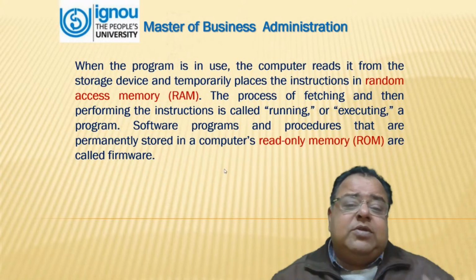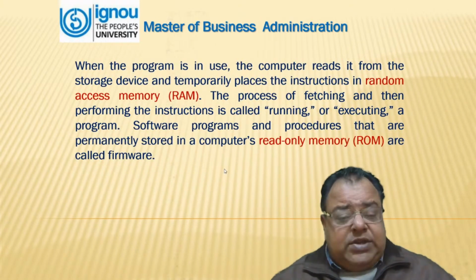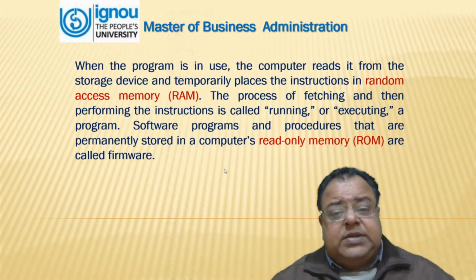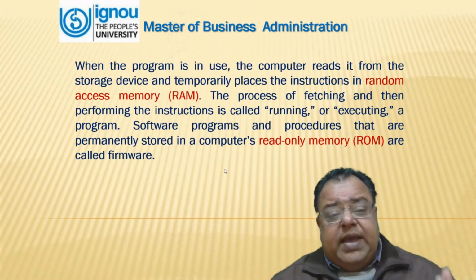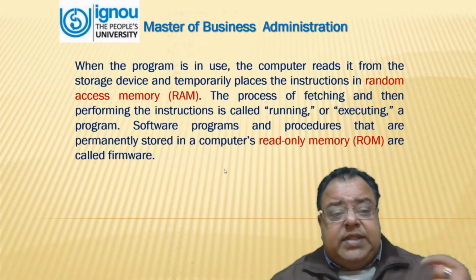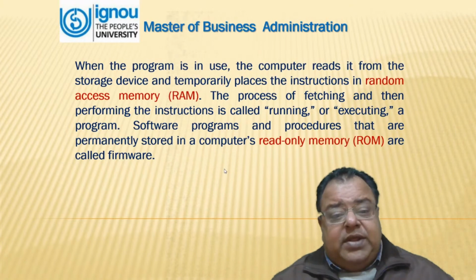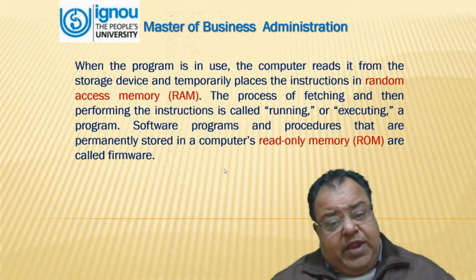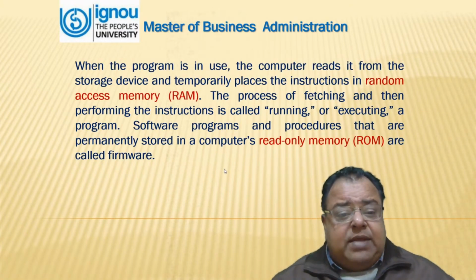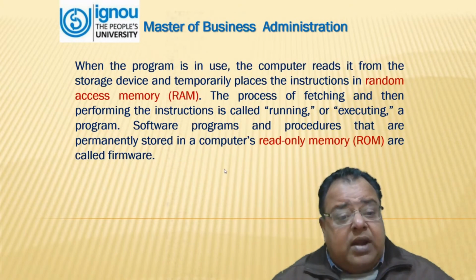When the program is in use, the computer reads it from the storage device and temporarily places the instructions in random access memory. The process of fetching and then performing the instructions is called running or executing a program. Software programs and procedures that are permanently stored in a computer's read only memory, that is ROM, are called firmware.